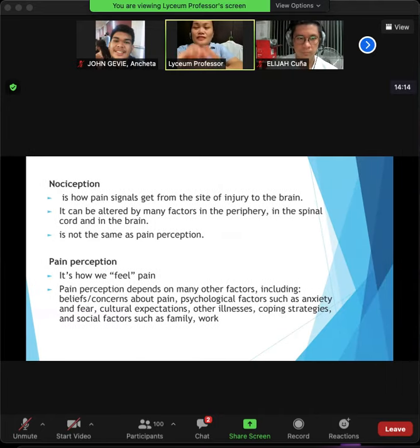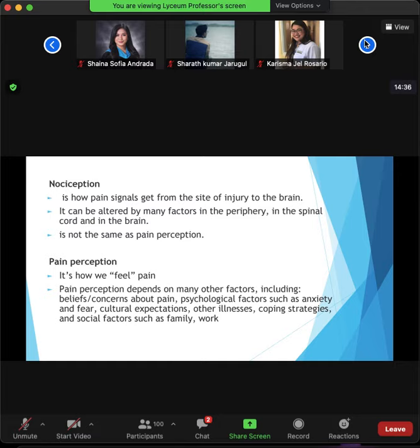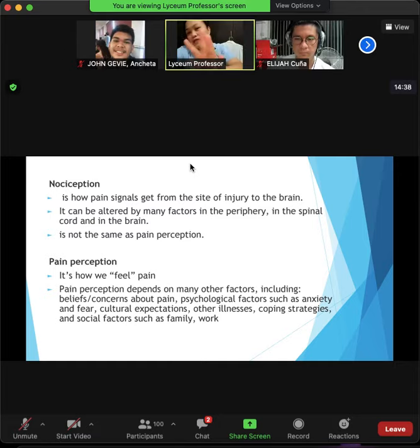So what is nociception? It is how pain signals get from the site of injury to the brain. Okay. It can be altered by many factors in the periphery, in the spinal cord, and in the brain. It is not the same as pain perception. Okay. So pain perception is how we feel pain. That's why each of us has a different perception of pain.